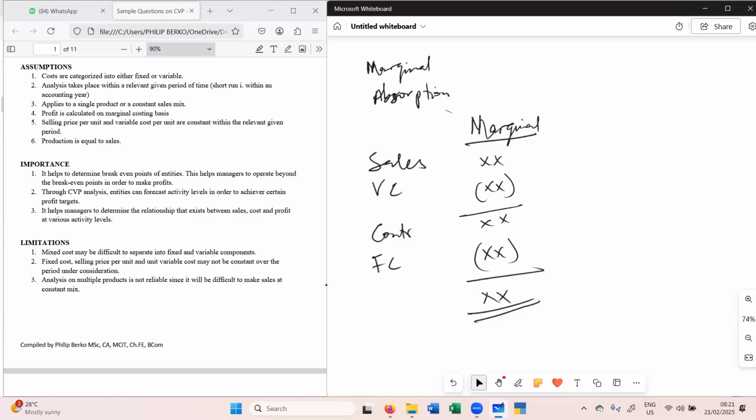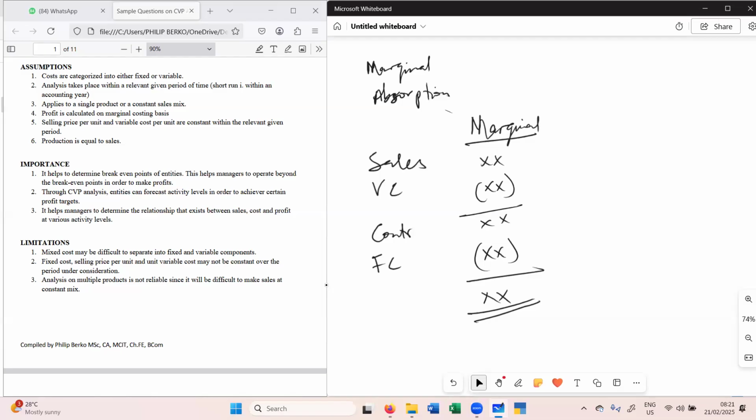So you wouldn't even know what you are up to if you don't know your break-even point, because that will push you to operate beyond that in order to make profit. So that's one advantage. The second advantage is that through CVP analysis, entities can forecast activity levels in order to achieve certain profit.